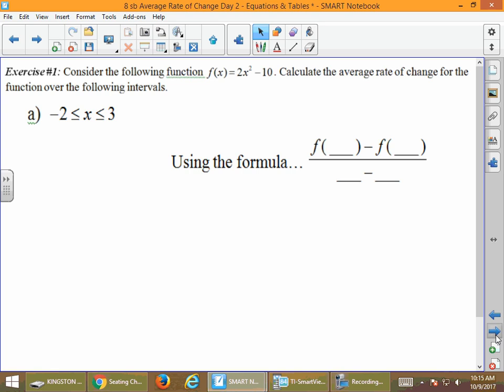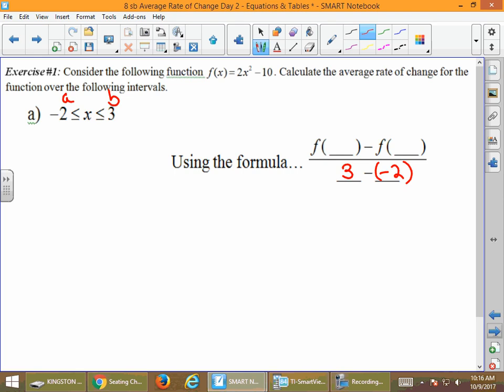So what we're looking for, we're given this function, 2x squared minus 10, and we want to calculate the average rate of change for the function over the following intervals. So what we have to know, first of all, is that this is a and this is b. Because again, if you look above in your box, you've got f of b minus f of a over b minus a. So we can fit something into the formula already. We know what b is. B is 3. And a is negative 2. And I'm going to put parentheses around that. So we can fill in that part of the formula.